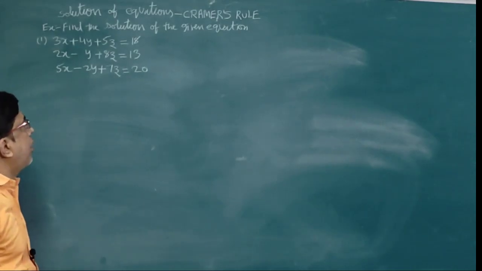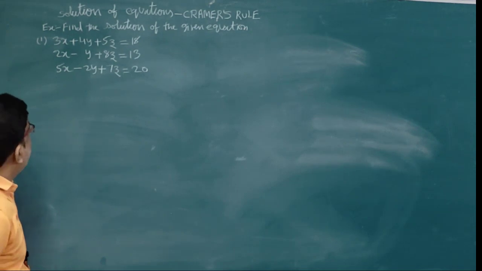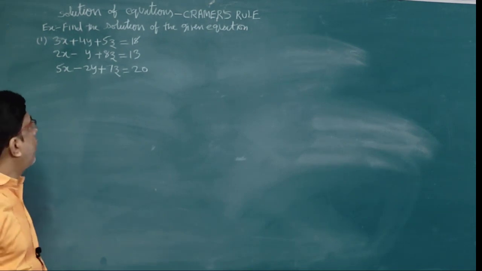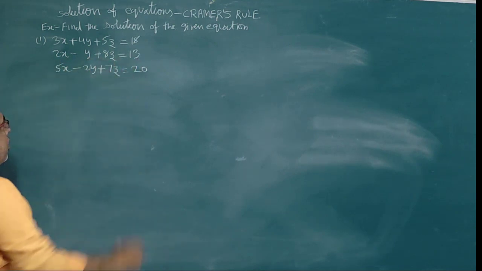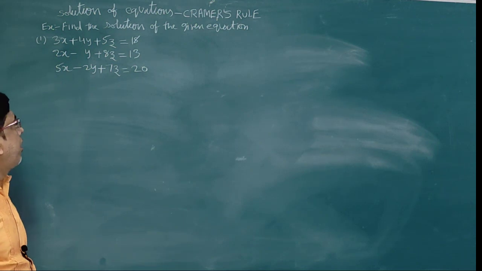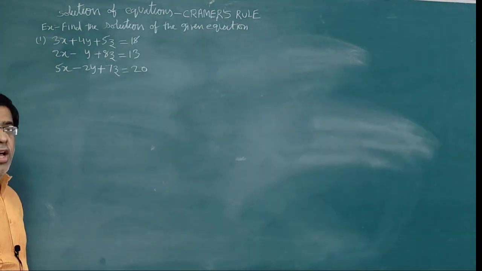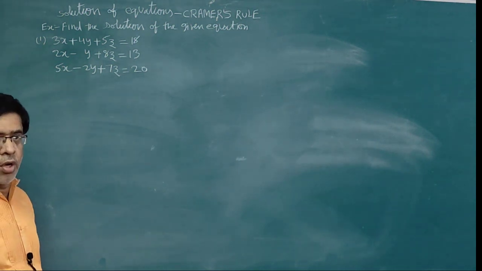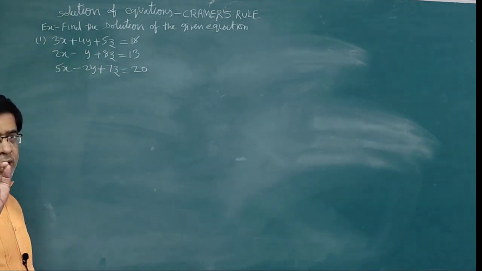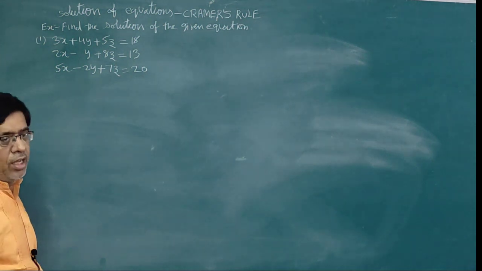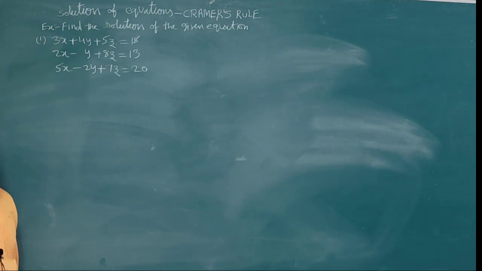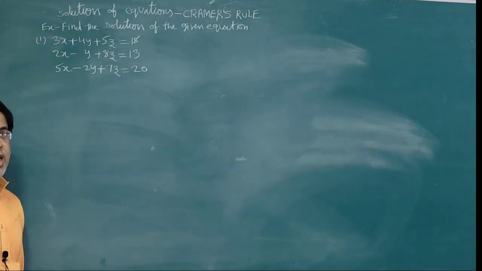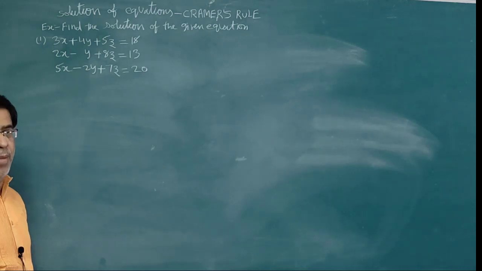Find the solution of the given equation. What is the given equation? 3x plus 4y plus 5z is equal to 18, 2x minus y plus 8z is equal to 13, 5x plus 2y plus 7z is equal to 20. For this we have to find the solution. Solution means we have to get the value of x, y and z. If you get the value of x, y, z, that is the solution of this equation. So there are three equations, so let's write them in the matrix form.